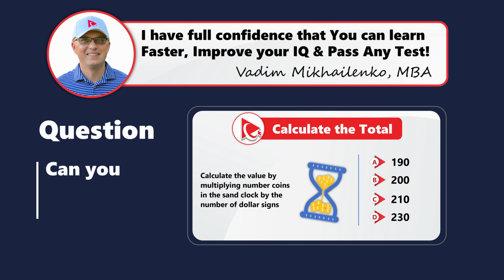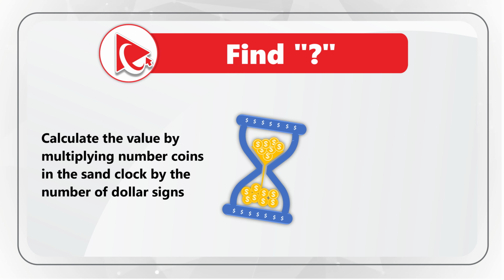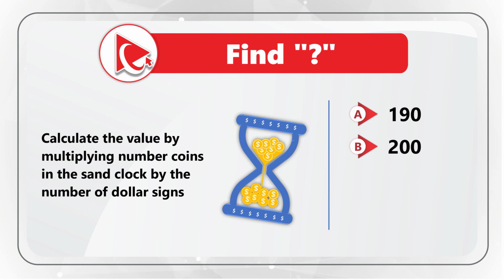Here's the problem for you to test your business math skills as well as attention to details. You need to calculate the value by multiplying number of coins in the cent clock by the number of dollar signs. You need to select out of 4 possible choices. Choice A, 190. Choice B, 200. Choice C, 210. And last but not least, choice D, 230.